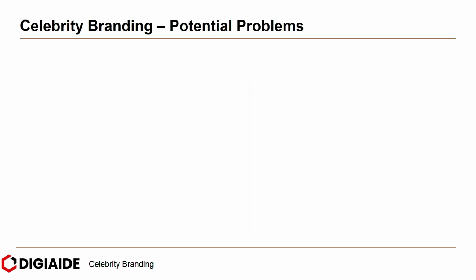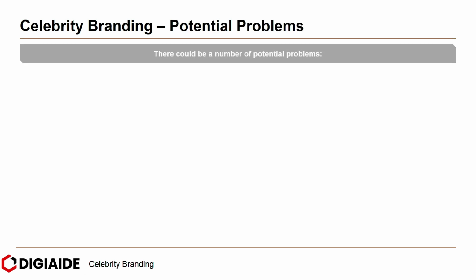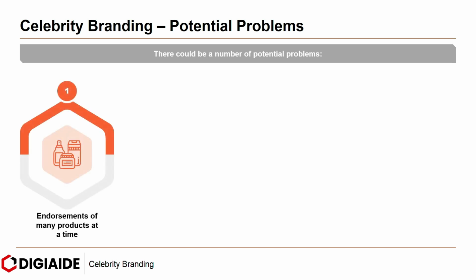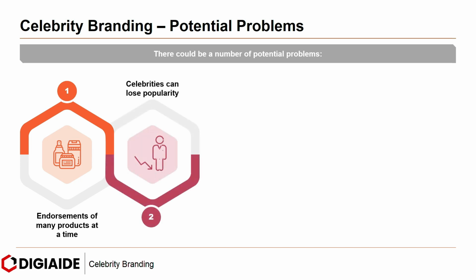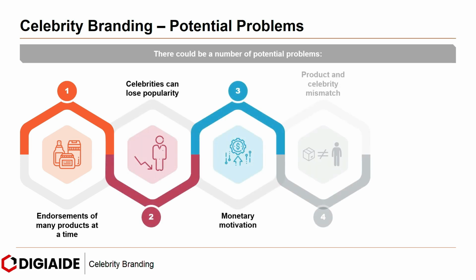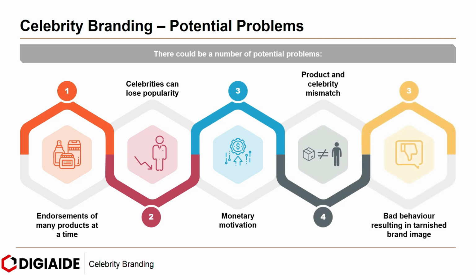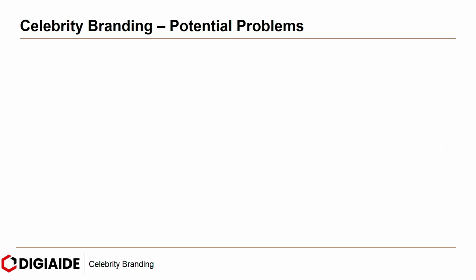Moving on, the potential problems in celebrity branding. There could be a number of potential problems. The first being endorsements of many products at a time. Second, celebrities can lose popularity. Third, monetary motivation. Fourth, product and celebrity mismatch. Fifth, bad behavior resulting in tarnished brand image. Let's look at each one of them briefly.